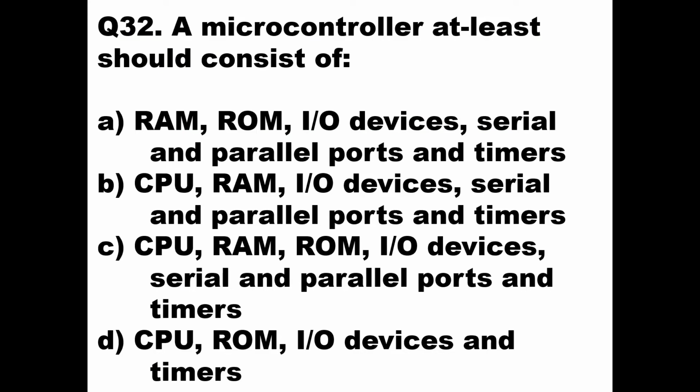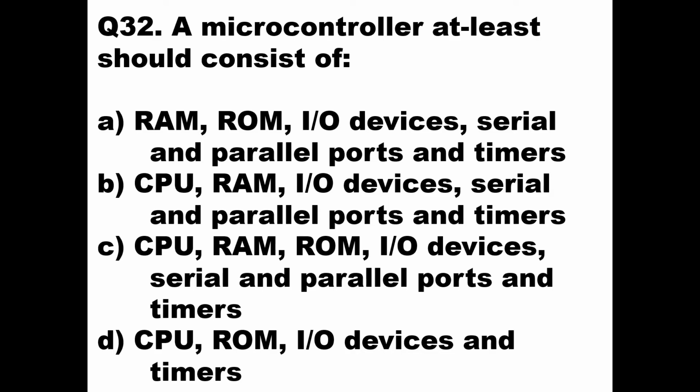A microcontroller at least should consist. Option A says RAM, ROM, IO devices, serial and parallel ports and timers. Option B says CPU, RAM, IO devices, serial, parallel ports and timers. Option C says CPU, RAM, ROM, IO devices, serial, parallel ports and timers. And option D says CPU, ROM, IO devices and timers.